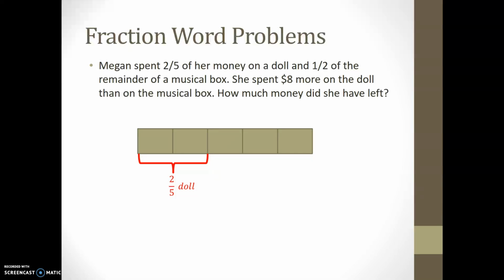Okay, Megan spent 2/5 of her money on a doll and half of the remainder on a musical box. She spent $8 more on the doll than on the musical box. How much money did she have left?